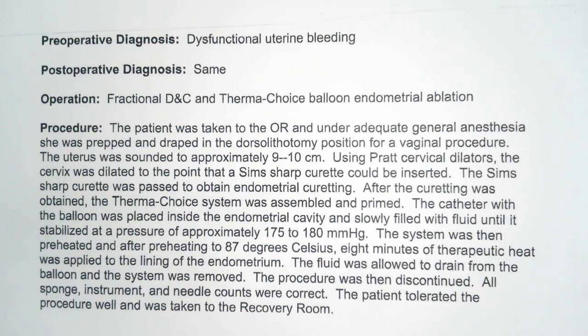So our patient today has dysfunctional uterine bleeding. That's the pre-op and post-op diagnoses. And the procedures that are noted are fractional dilation and curettage, and then Choice balloon endometrial ablation.